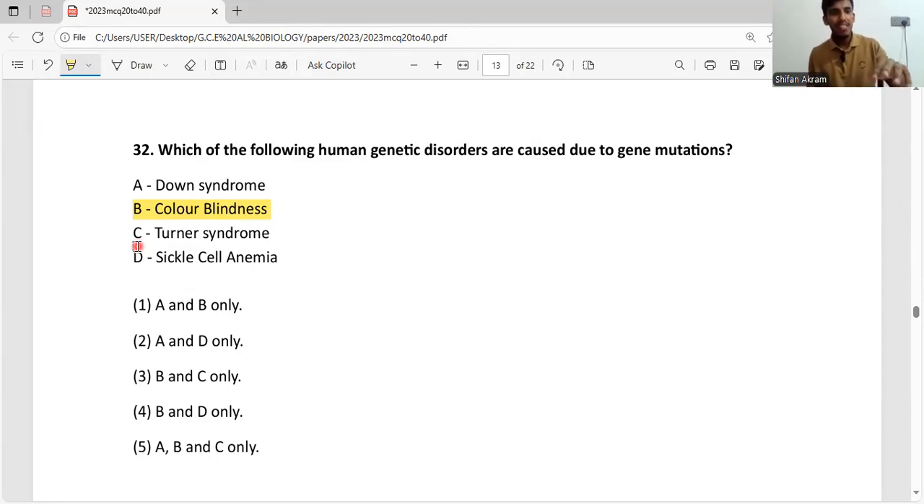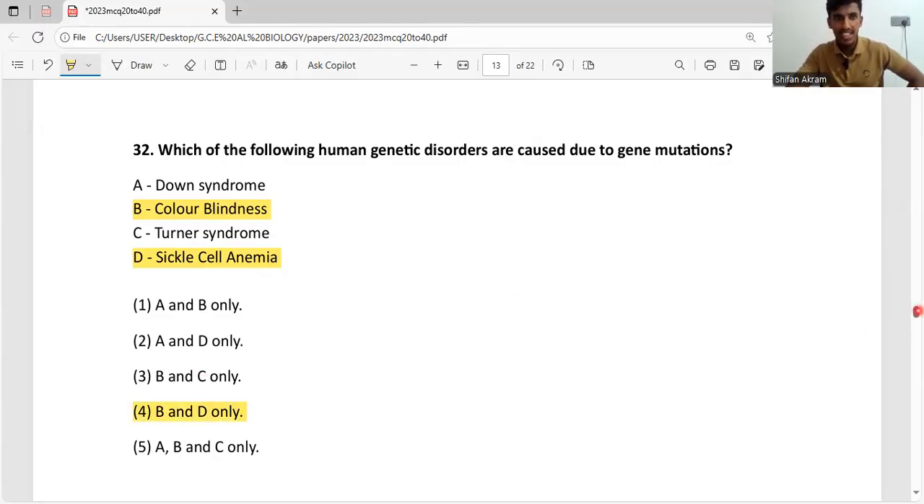Then finally we have sickle cell anemia. Again, sickle cell anemia is also caused by gene mutation. How? The mutation occurs in the part of the gene that codes for the red blood cell, which causes the red blood cell to be sickle shaped. Right? So that is a gene mutation too. And the correct answer is B and D, which is the fourth one.